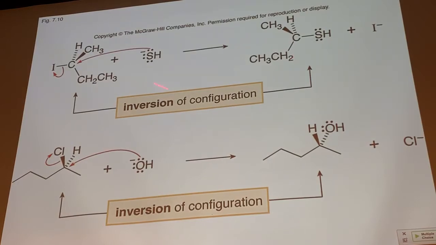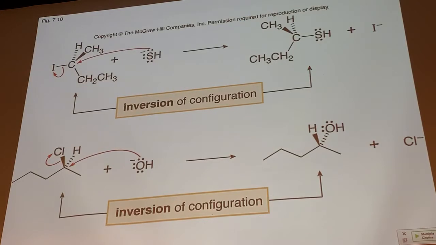So this is not a mirror image of that because SH is not the same as I. Right, but the other groups are mirroring. The other three groups are mirroring each other, and we've just replaced the leaving group with the nucleophile. Okay, so that's usually the way we would do it if the leaving group is drawn in the plane of the paper.